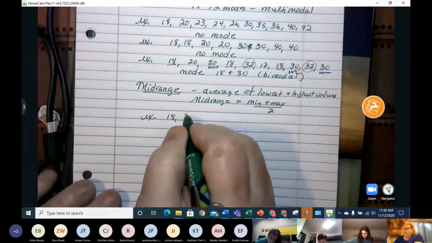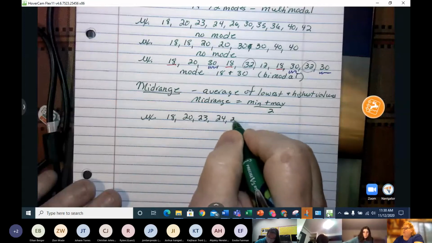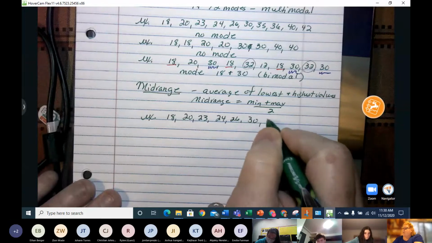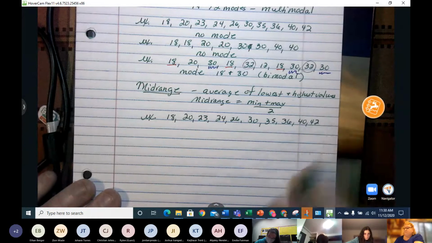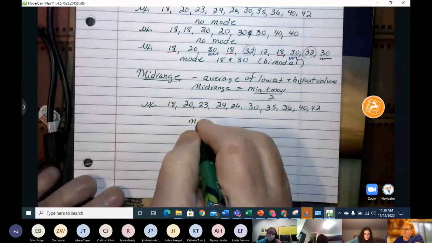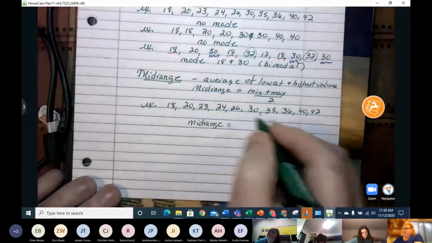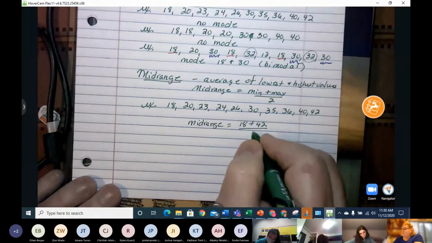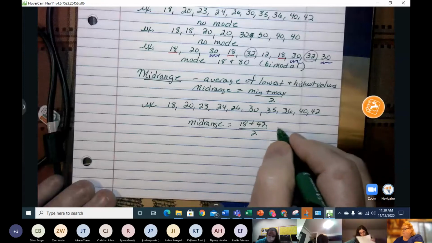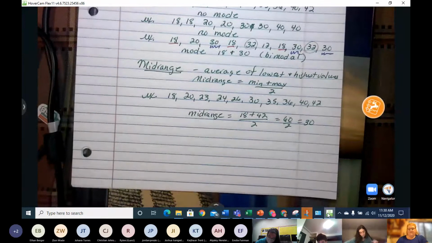So if we go back to our original example there, 18, 20, 23, 24, 26, 30, 35, 36, 40, and 42. To find the mid-range, the lowest value is 18. The highest value is 42. We add them together and divide by 2 and get 30 for the mid-range.